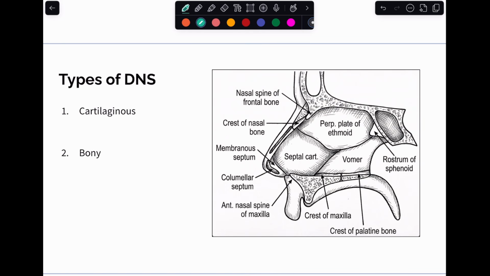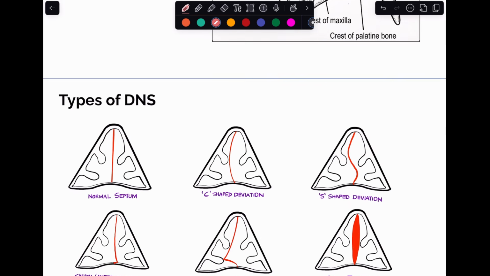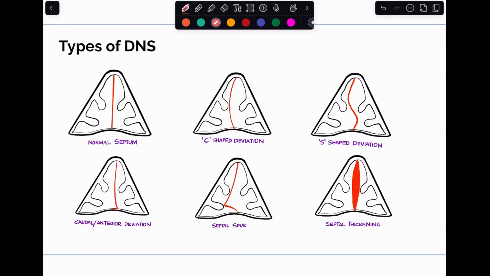So we know that the nasal septum has a cartilaginous part, which is the septal cartilage over here. And then we have the different bony parts. The two major bones over here are the perpendicular plate of ethmoid and the vomer. So any DNS involving just the cartilage will be a cartilaginous one, and any one involving the bone will be the bony DNS. The second type that we know over here are the different images that we can see.